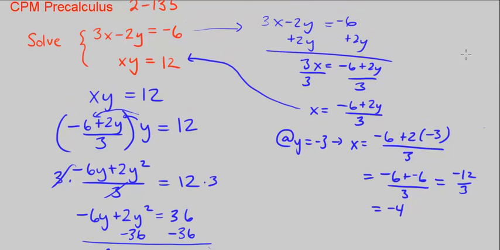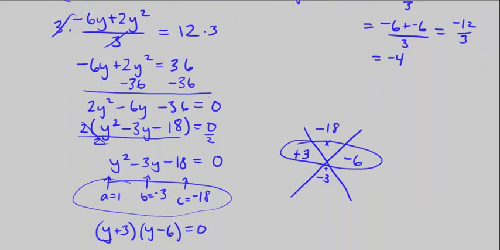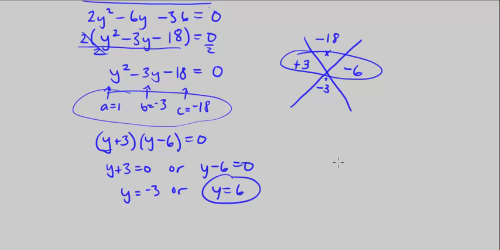We can write that as a coordinate point, x, comma, y. X is negative 4, y is negative 3. These are the solutions to this system, x, y coordinates. We have two solutions. Another one is going to be where y is 6.